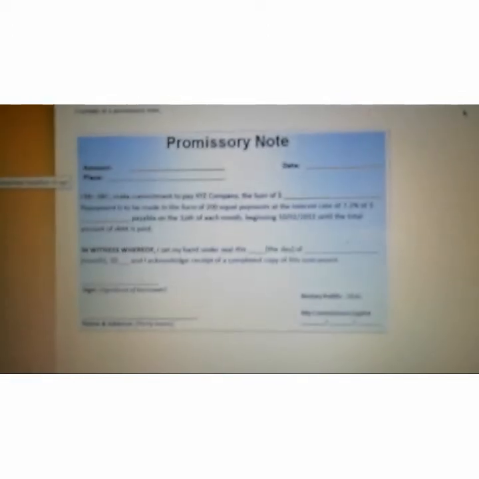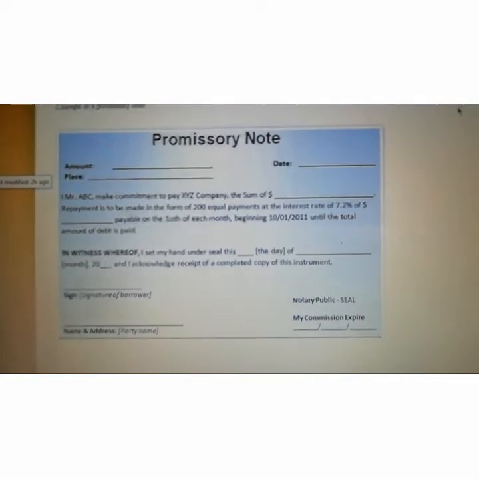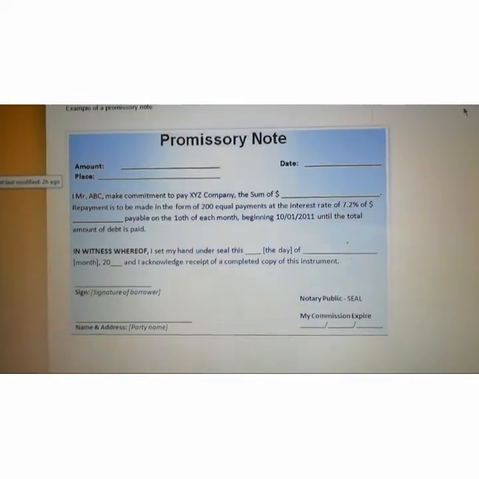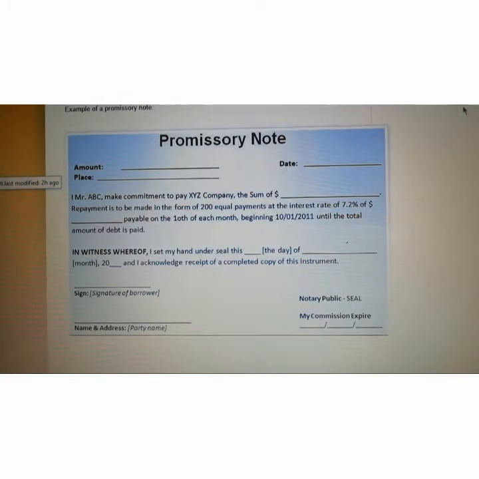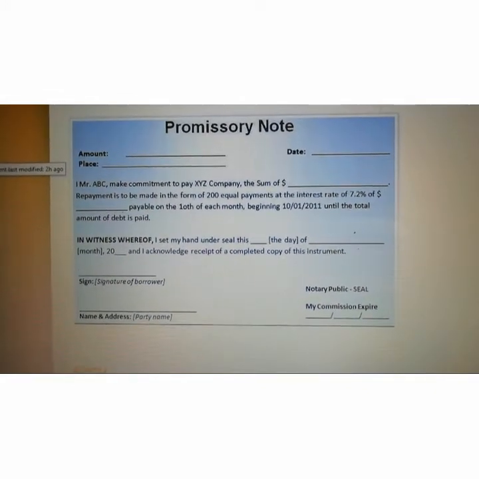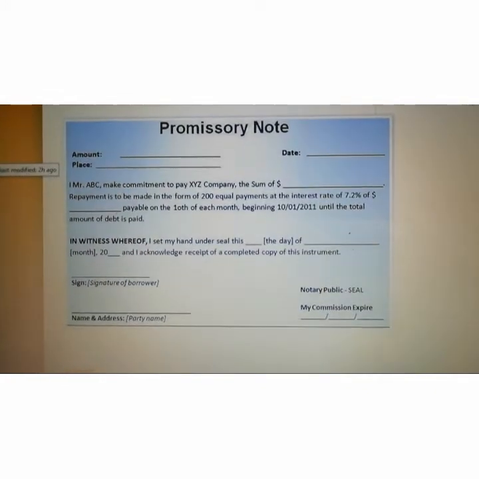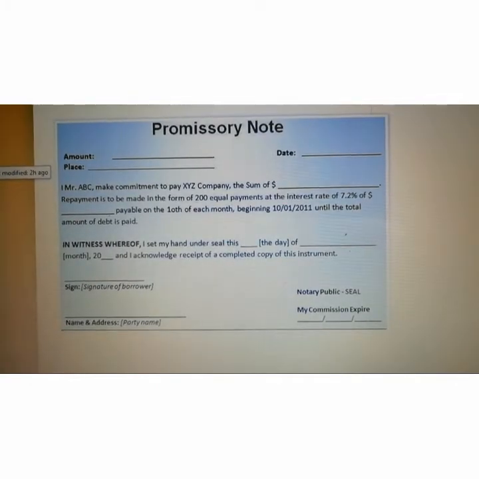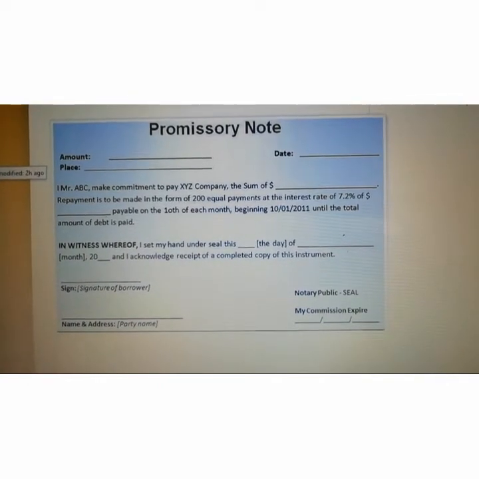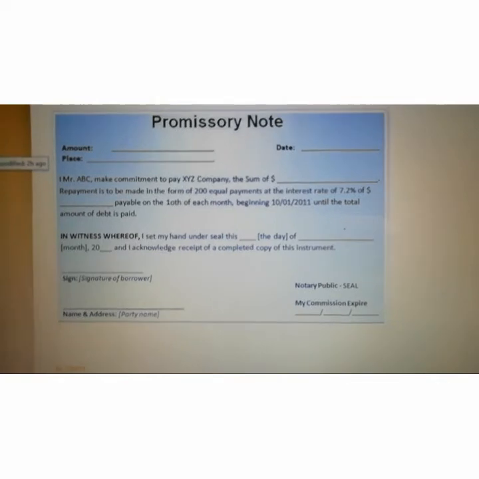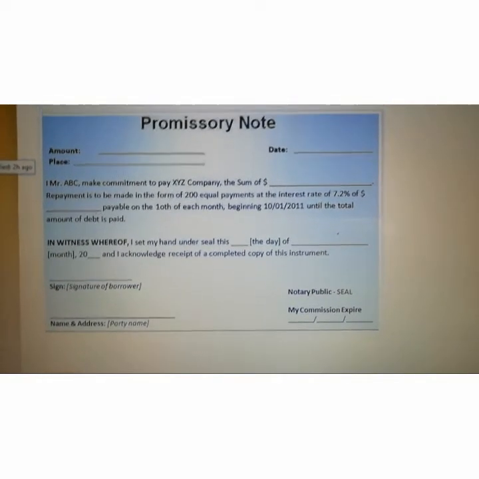Let's look at it together. Read through it with me. So it says, I, Mr. ABC, make a commitment to pay XYZ company a sum of. So there, the sum, the amount of money payable, is going to be there.